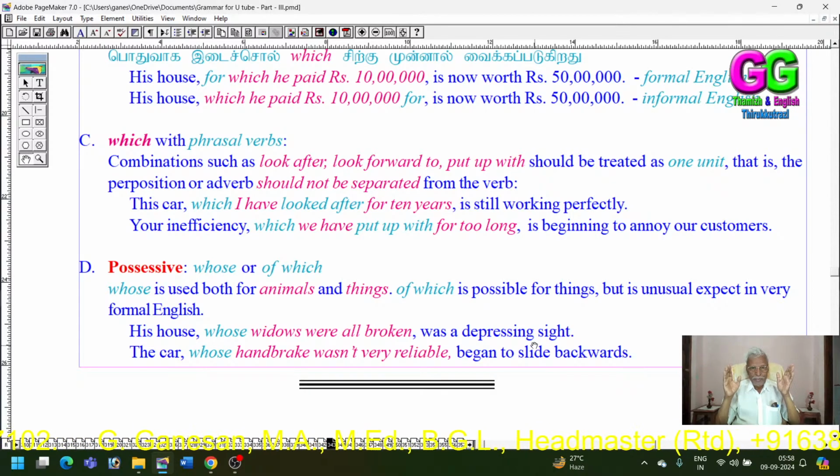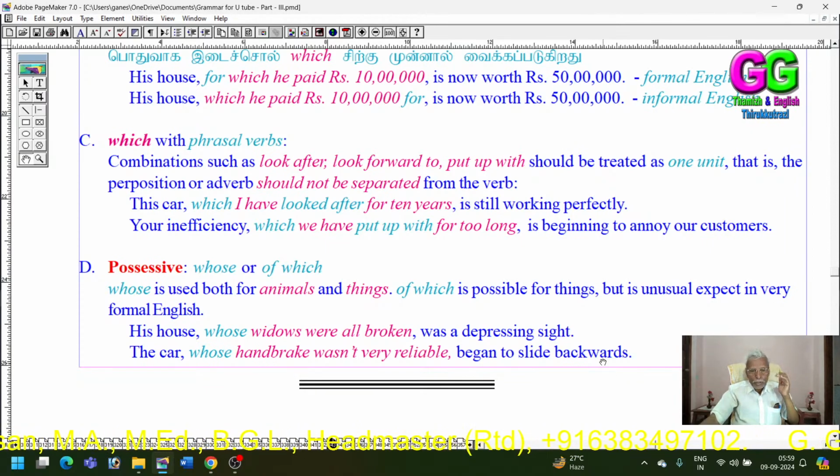This idea is expressed in a simple sentence using a non-defining relative class: His house, whose windows were all broken, was a depressing sight. It was very depressing to see that the car, whose handbrake wasn't very reliable, began to slide backwards. That is, the handbrake of the car was not a reliable one, so it suddenly began to slide backward.